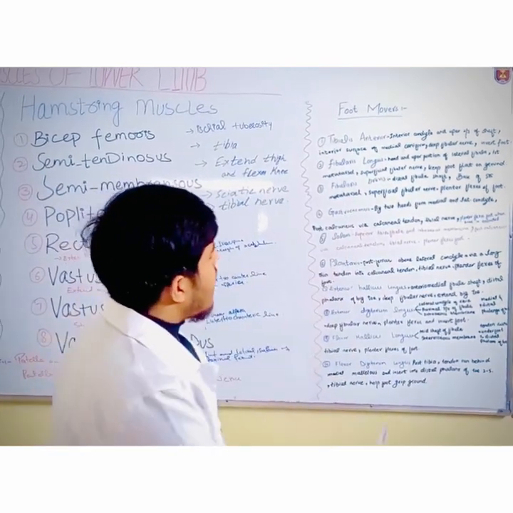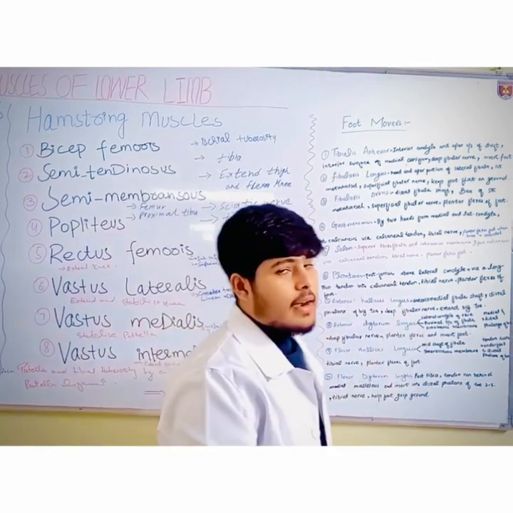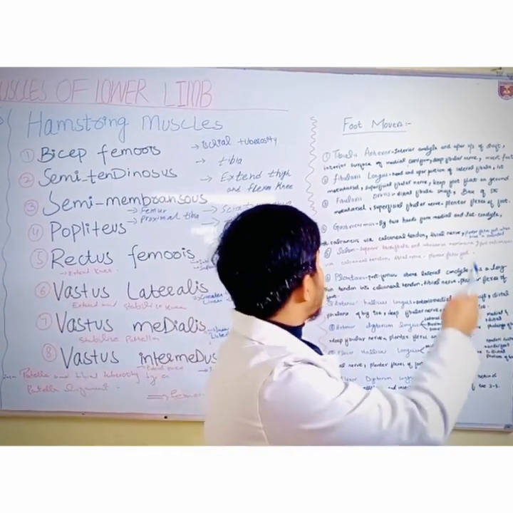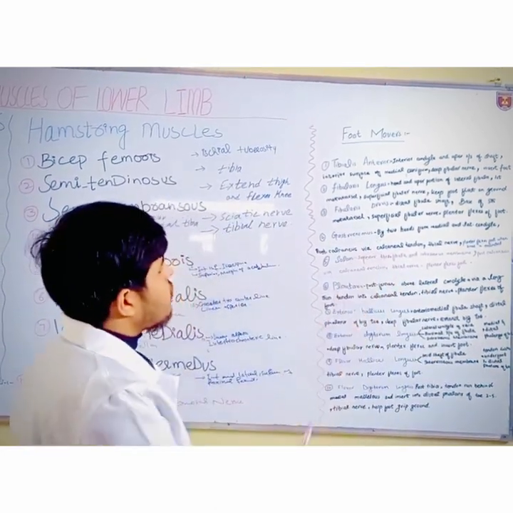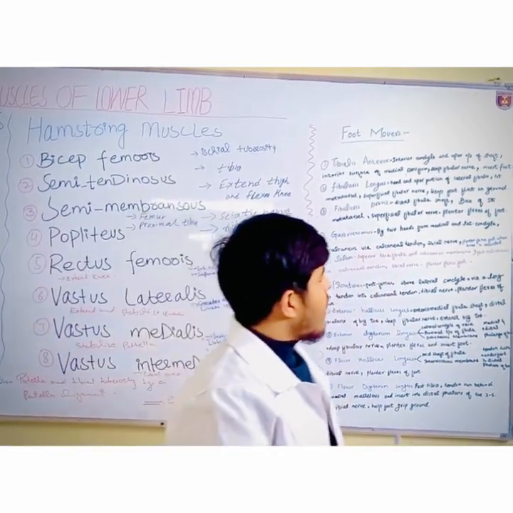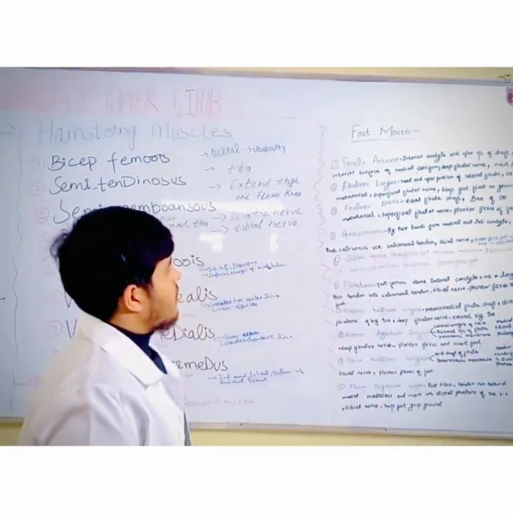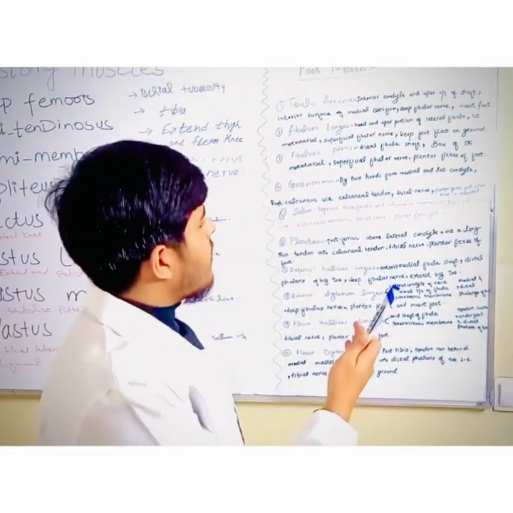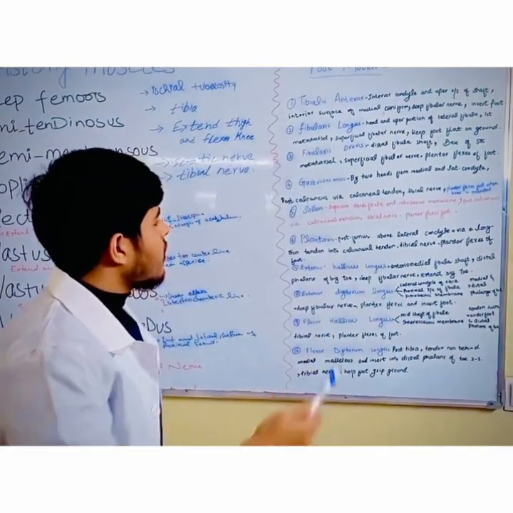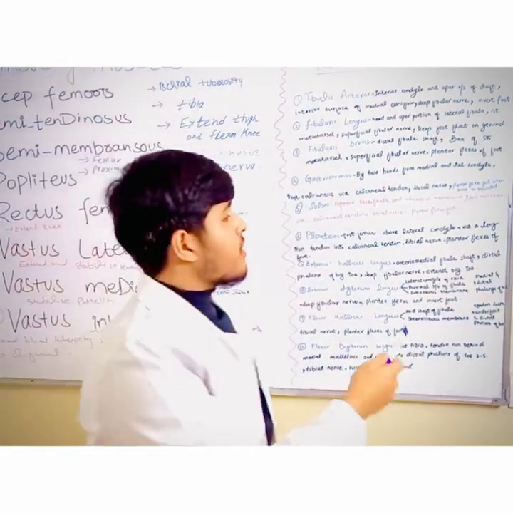Fibularis longus: origin is the head and upper portion of the lateral fibula, and second is insertion, the first metatarsal, and third is nerve supply, the superficial fibular nerve, and last is function: keeps the foot flat on the ground. The fourth is gastrocnemius. First is origin by two heads from the medial and lateral condyle, and second is insertion, the posterior calcaneus via the calcaneal tendon, and the nerve supply is the tibial nerve.